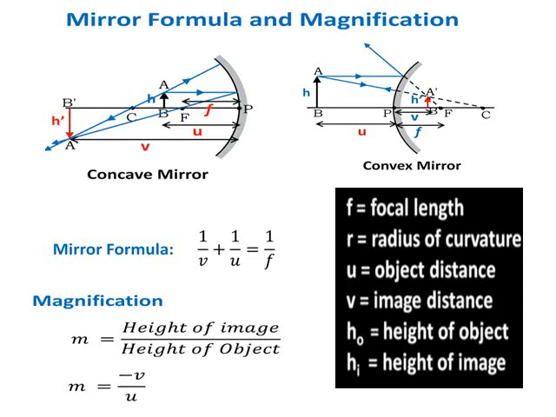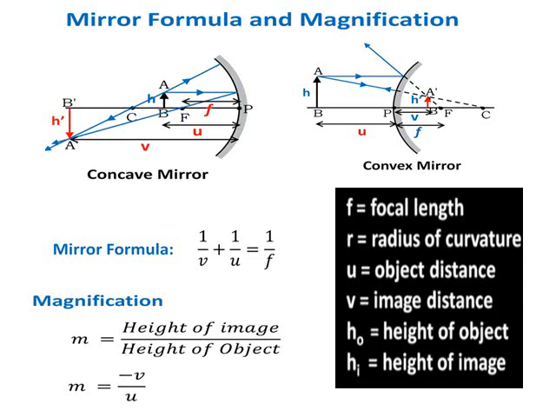You come to the right side where the convex mirror is being taken. Here the object AB is placed on the left side and the image A dash B dash is obtained on the right side.